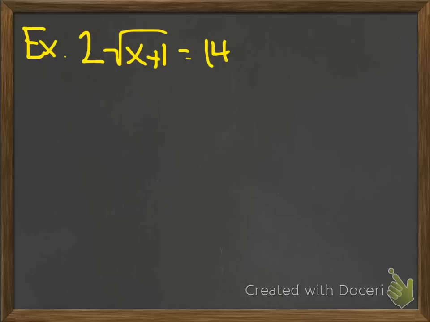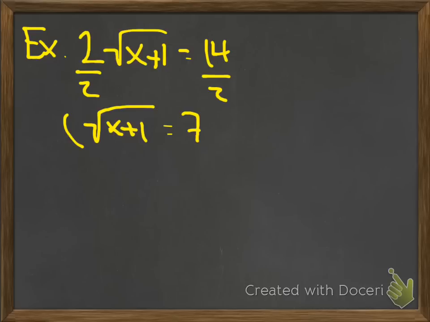Okay, so I'm going to try to do quite a few examples with this one, and the first example is going to be 2 square root of x plus 1 equals 14. So what we want to do here is get rid of the 2. Since that's multiplying, we're going to divide. When we do that, we need to divide 14 by 2 also, and that leaves me with just the square root of x plus 1 is equal to 7.